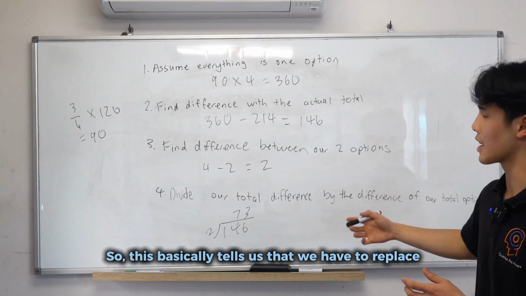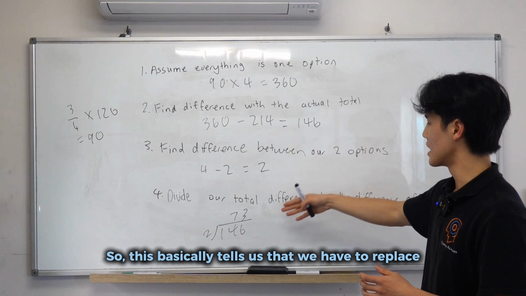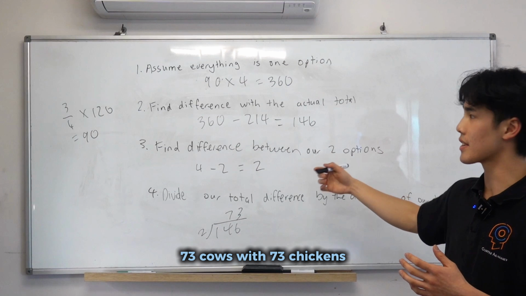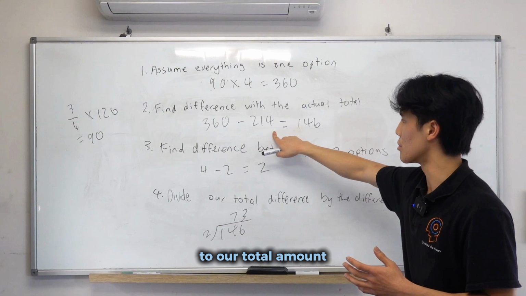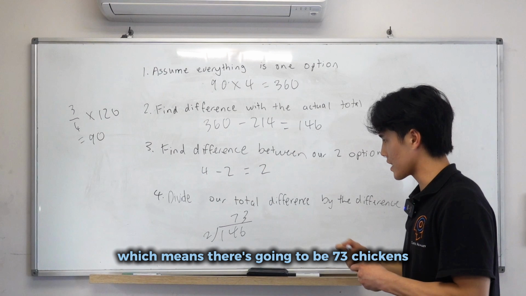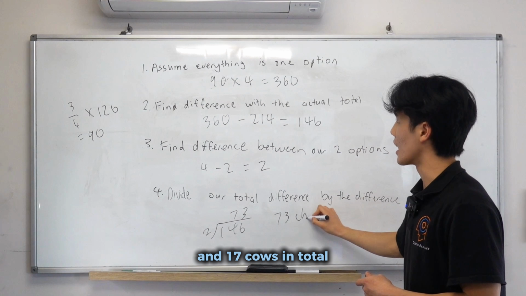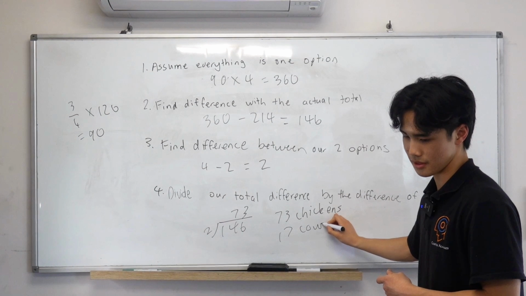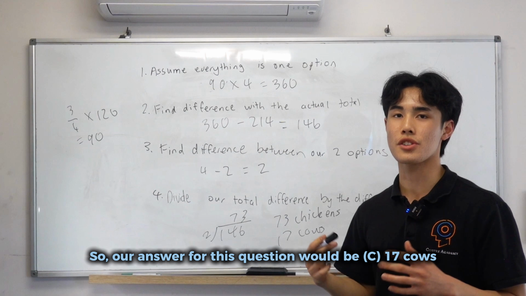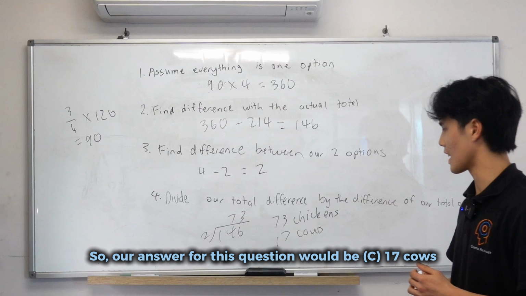So this basically tells us that we have to replace 73 cows with 73 chickens in order to get from our assumption to our total amount, which means there's going to be 73 chickens and 17 cows in total. So our answer for this question would be C, 17 cows.